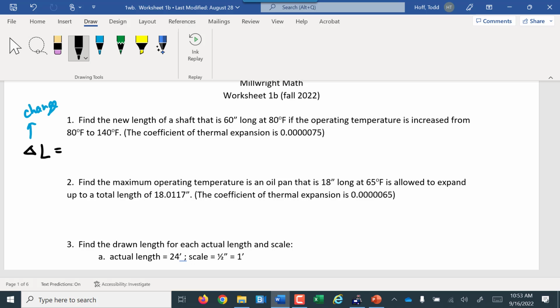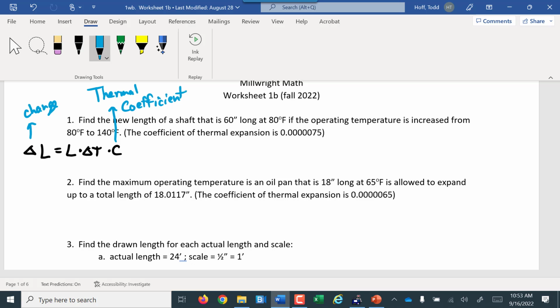The change in length for a material depends on the original length of the material. Delta T is the change in temperature. And C is a thermal coefficient. Technically, it's the thermal coefficient of expansion.